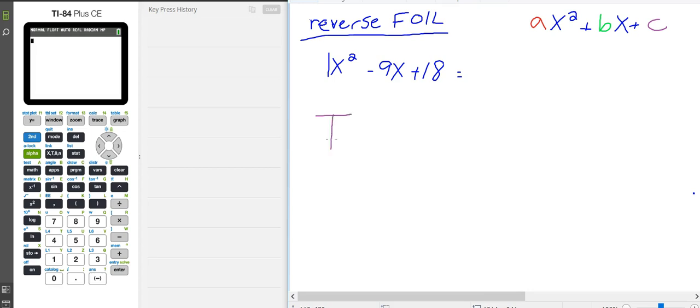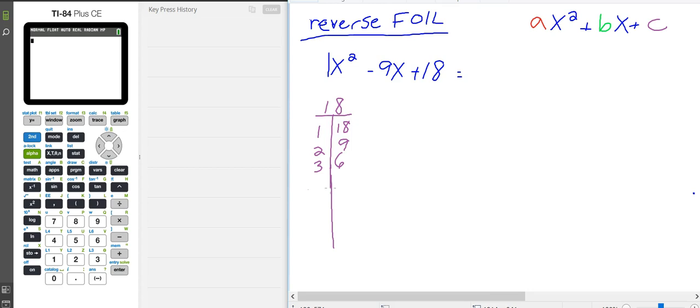So factors of 18 are 1 and 18, 2 and 9, 3 and 6. Do any of these factors add to negative 9? We have to remember this is a negative 9. 18 plus 1 is 19. 2 plus 9 is 11. 6 plus 3 is positive 9. Oh no, we have no factors of 18 that add up to negative 9. So let's see. Maybe there are more factors of 18 that we didn't realize.